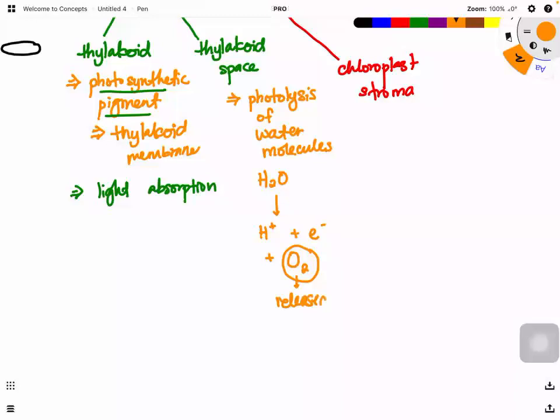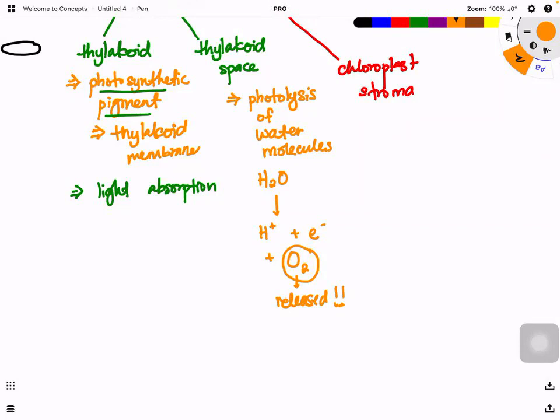So where does this happen? At the thylakoid space, inside the space of the thylakoid. You have the photolysis of water because they do have the enzyme. So these two, no need to worry. We're going to learn this again when we come to photosynthesis.